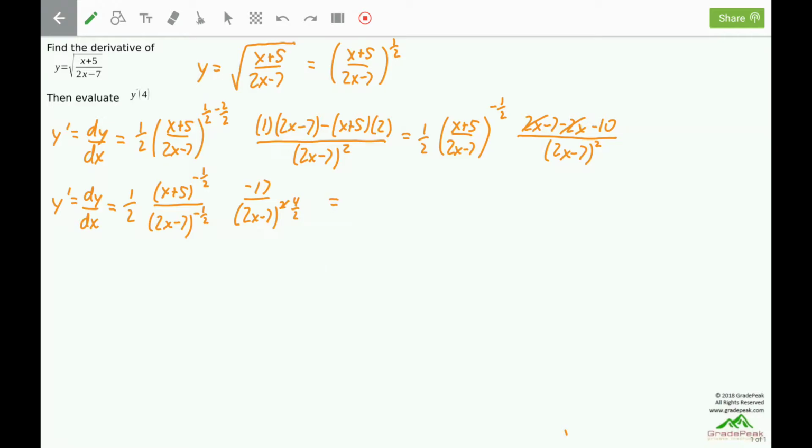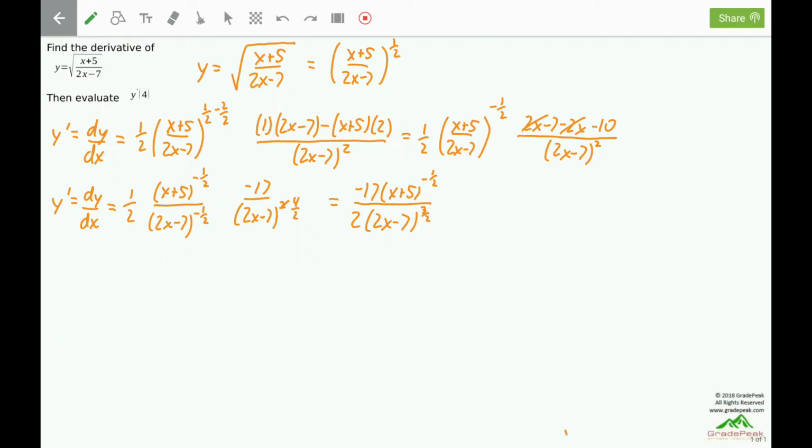We're now going to multiply the numerators. So now the numerator, we have a 1, we have a negative 17. 1 times negative 17 is negative 17. And we have that (x plus 5) to the negative 1/2 power. The denominator, we have a 2 right here, and then we have these which can add their exponents together. And negative 1/2 plus 4/2 will be 3/2. So that will give us a (2x minus 7) to the 3/2 power.